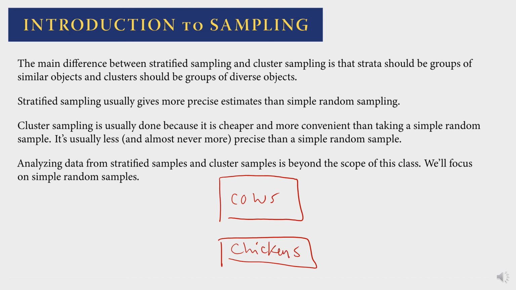Some of the variation that we see in the data comes from the fact that cows weigh different from chickens. And this is the between group variability. On the other hand, some of the variation we see comes from the fact that individual cows have different weights and from the fact that individual chickens have different weights. And that's the within group variability. In this example, most of the variance we see in the animal's weights is coming from the between group variability.